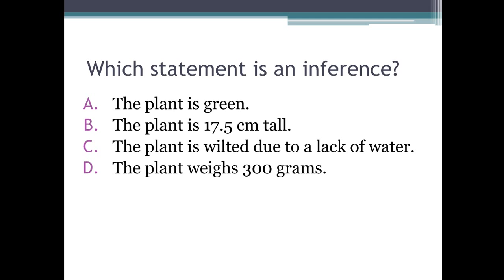The correct answer here is C. The plant is wilted due to lack of water. The idea of including the lack of water is using your own information, your own knowledge, to make an inference. A, B, and D are all examples of observations made about the plant.